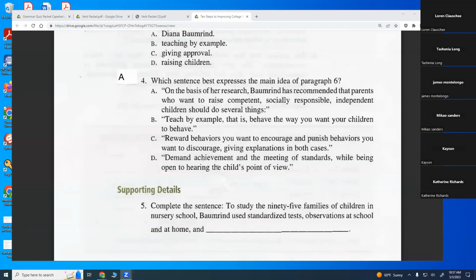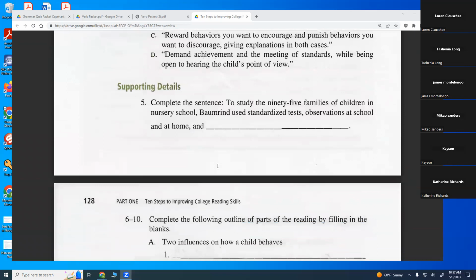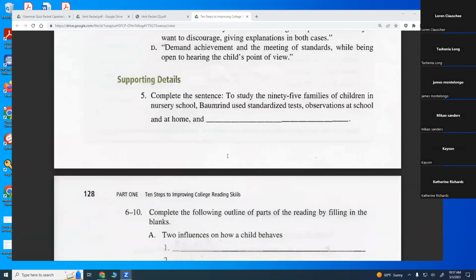Those were the supporting details. To complete, let's do supporting detail. To complete the sentence: to study the 95 families of children in nursery school. That's a lot.